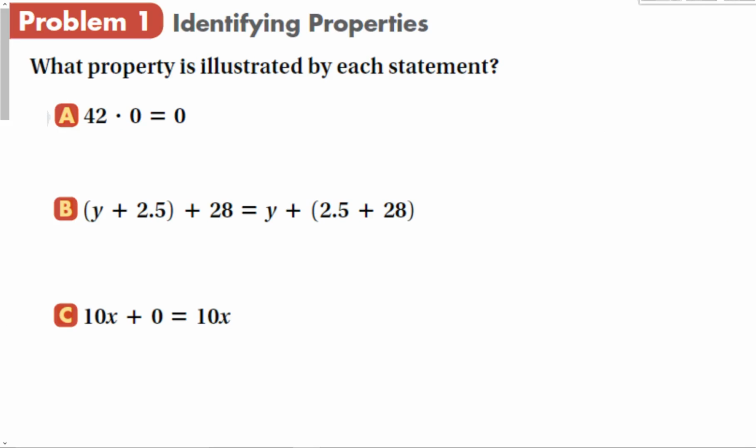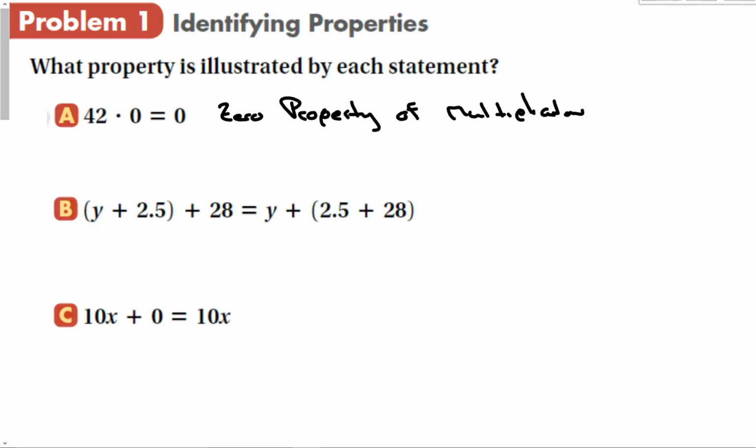Let's try some problems. So the first problem looks like 42 times 0 is equal to 0. Now we're going to try to identify which property is illustrated by this statement. Well, we're multiplying something by 0, so that is going to be the 0 property. Usually you got to say what it is. So this would be of the 0 property of multiplication.